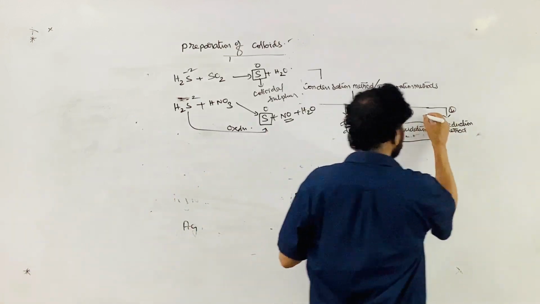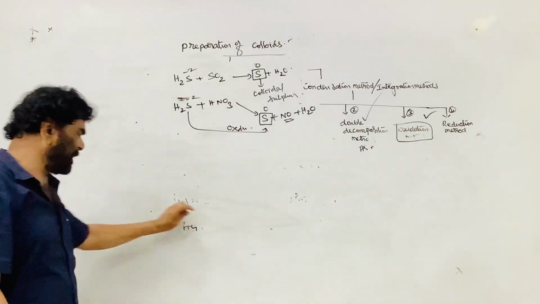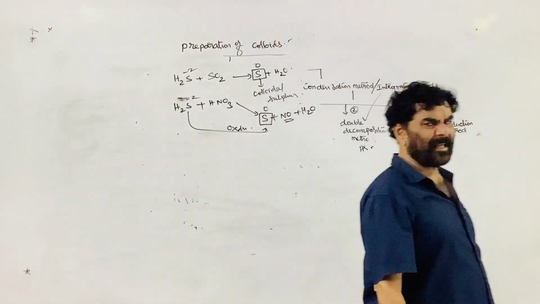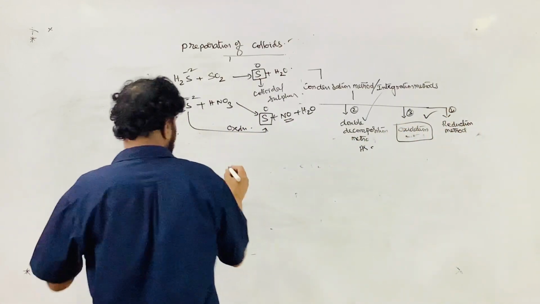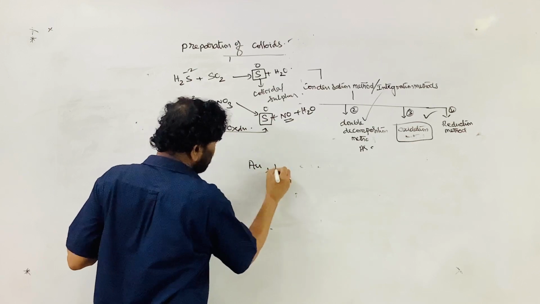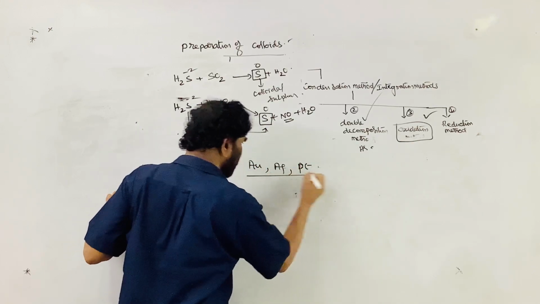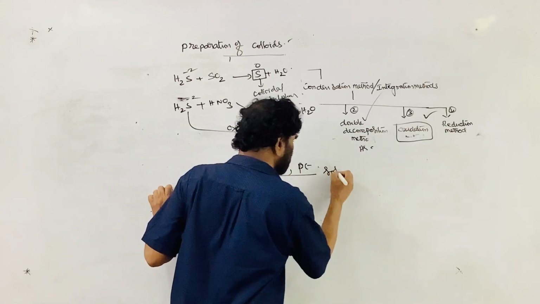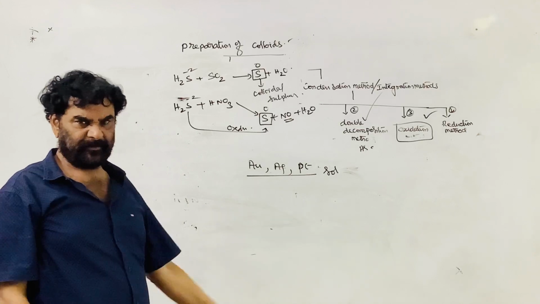Next one is the reduction process. Many things can be prepared by the reduction process. By conducting the reduction on the given material, we are preparing the colloidal solution. That is gold, silver, platinum. These metal salts are reduced, and colloidal solutions are prepared by this method.